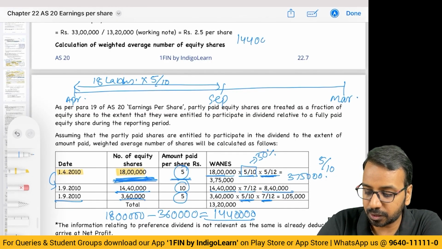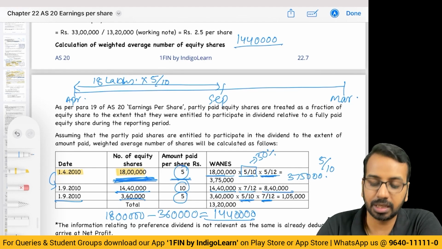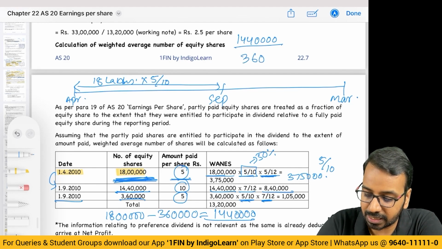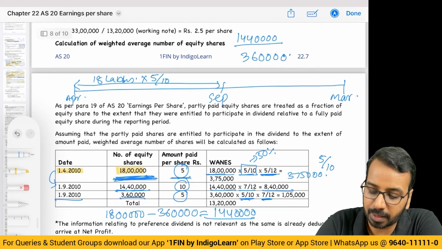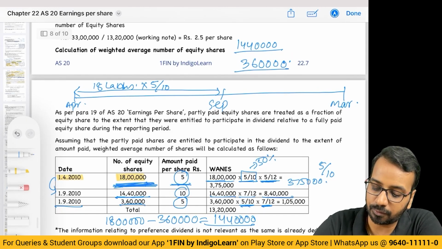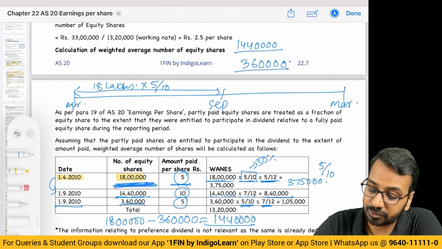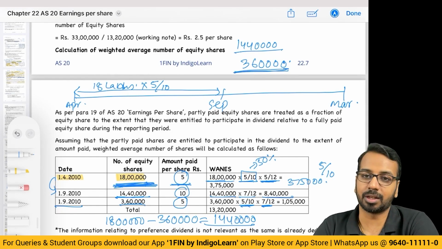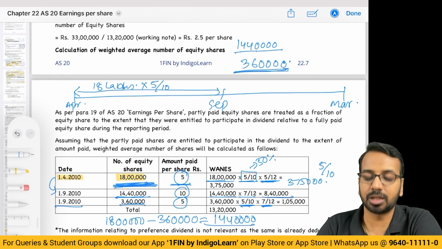14 lakh 40,000 is one part. 3 lakhs 60,000 is the other part. 14 lakh 40,000 is the first part. 3 lakhs 60,000 is the other part. Now on this 14 lakh 40,000, what can we say?